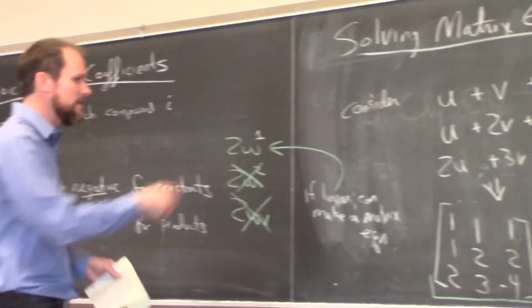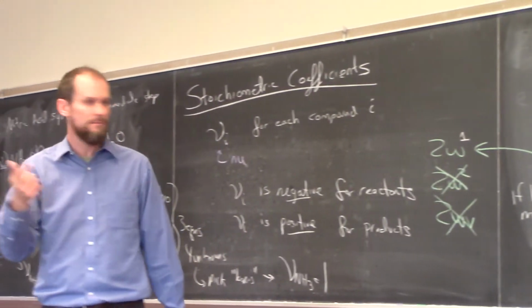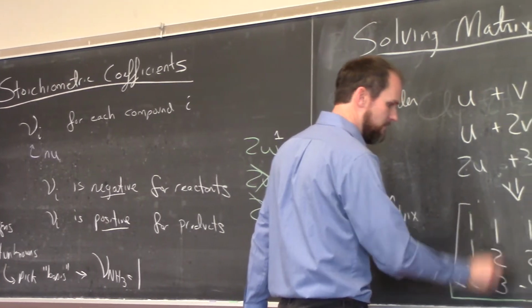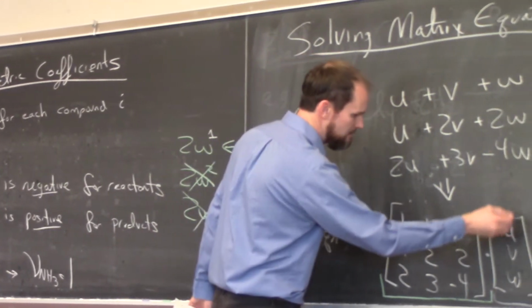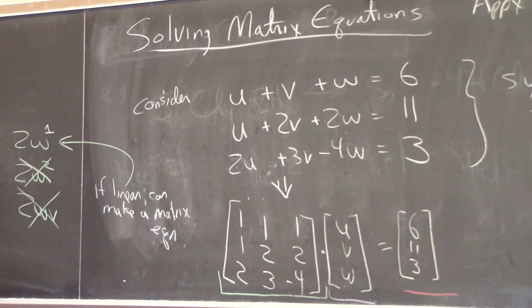What else? You need to have a square matrix, which is the same as saying we've got the same number of variables and the same number of unknowns, because the number of unknowns is the columns, and the number of equations is the rows. So those have to be equal. We have to have a square matrix.